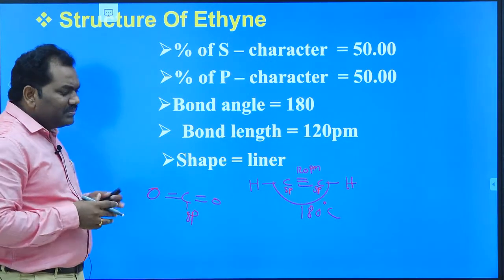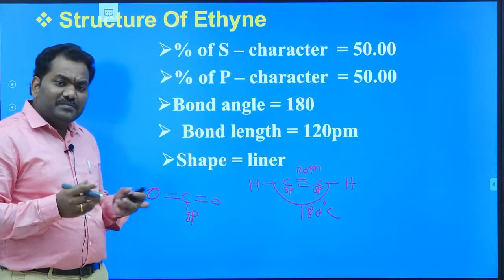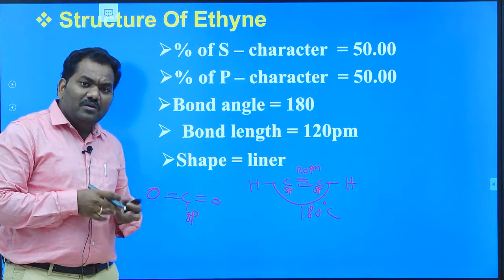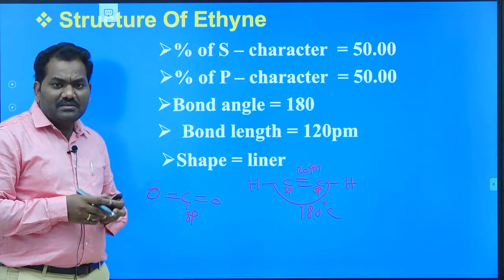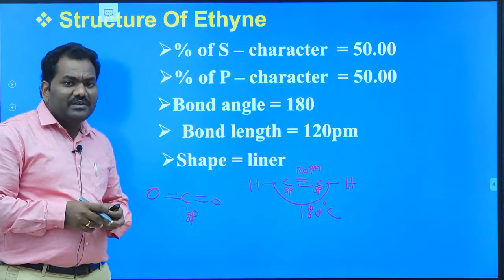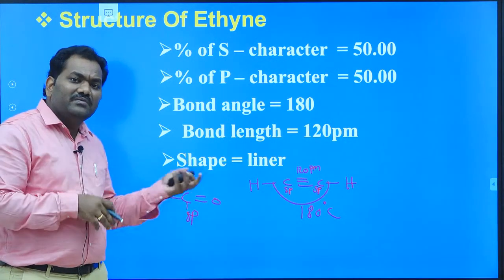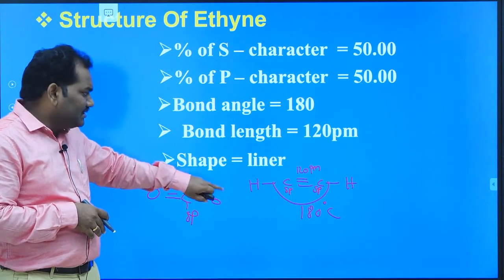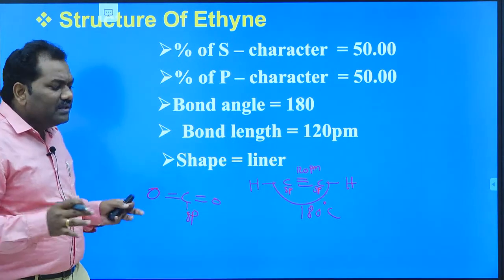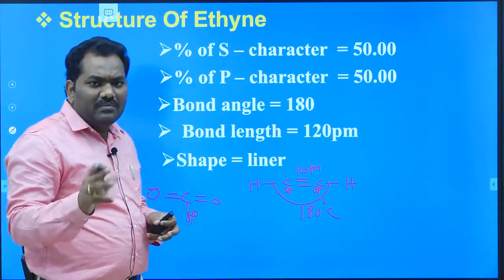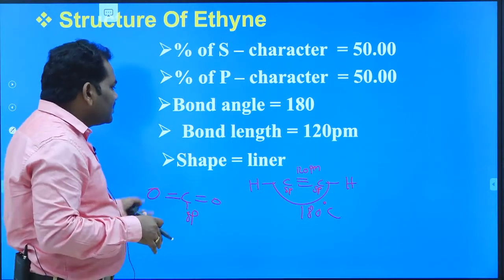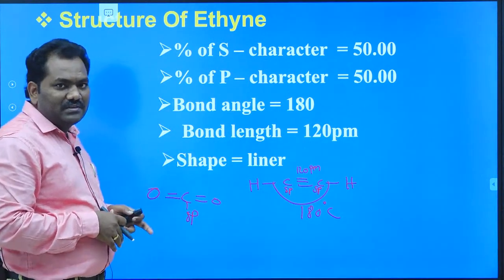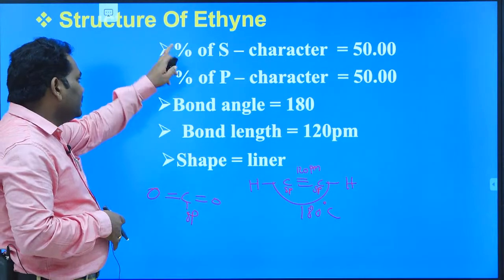Sometimes questions are asked: how many sp hybridized orbitals are present, how many sp2 hybridized orbitals are present, how many sp3 hybridized orbitals are present. In that case, you can find out by using this principle. Any carbon having a triple bond or double bonds on both sides must undergo sp hybridization. Clear? This is the structure of acetylene.